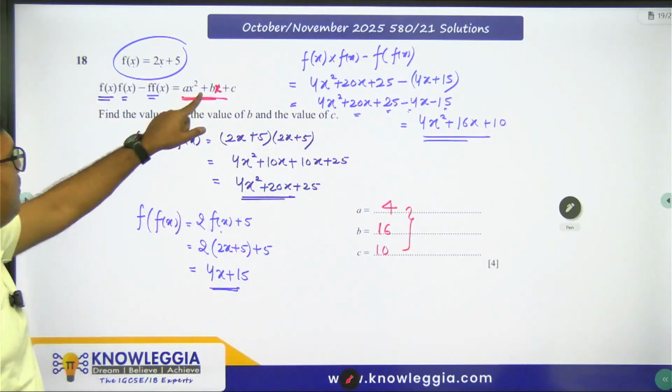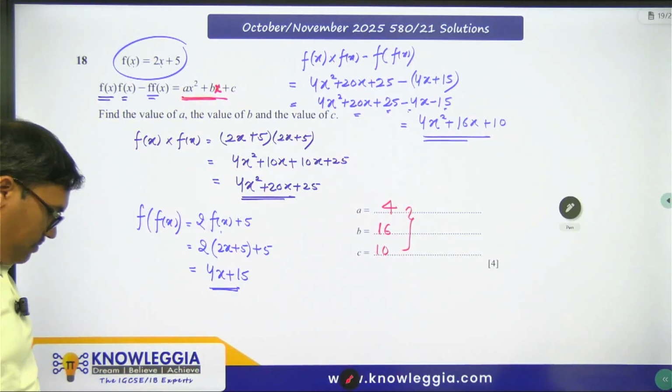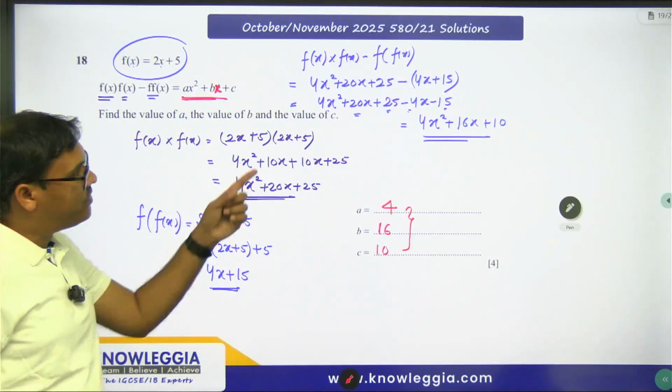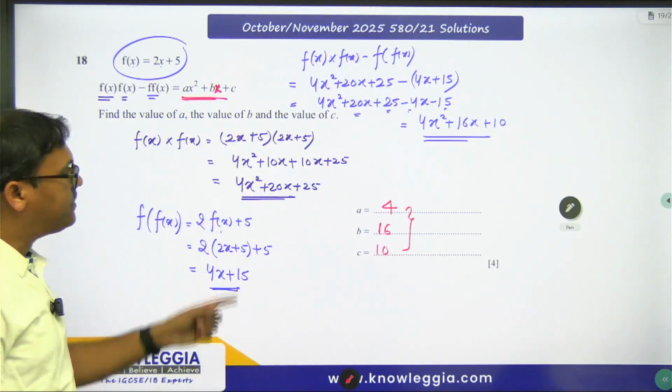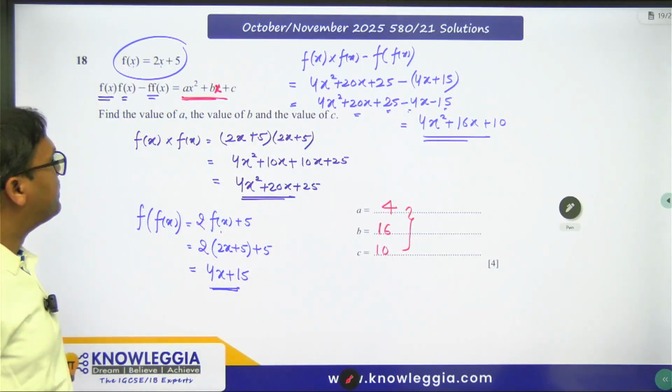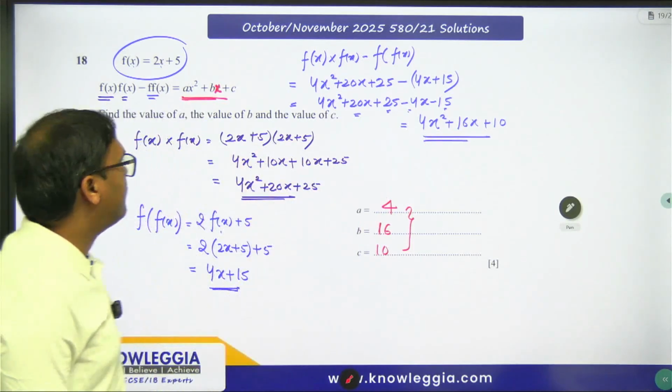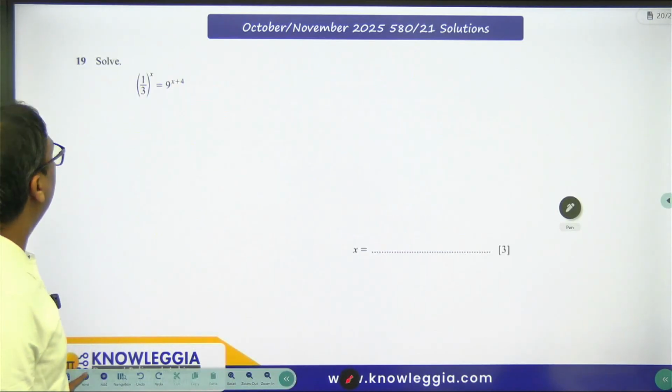So this is a misprint here. It is ax square plus bx. That's it. Yeah. So this is the correct answer for this question. Okay. 4, 16 and 10. Just compare. You can see this is equal to this. So just compare the values. Okay. Now, the next question.